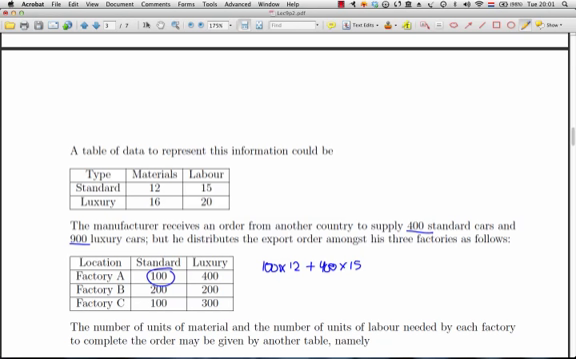Now the same of course is true for factory B, so 200 standard cars times 12 units and 200 luxury cars times 15 units, and here of course 100 times 12 plus 300 times 15. So this is the material you have to ship to each factory. The same you can calculate for the amount of labor you have to plan.